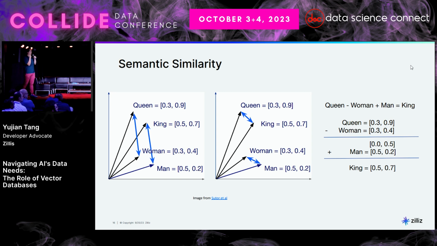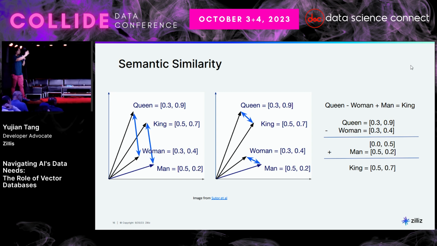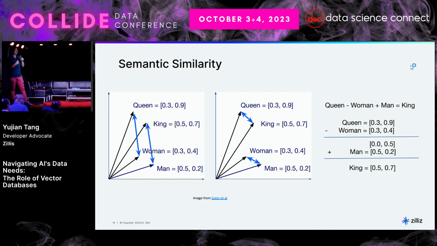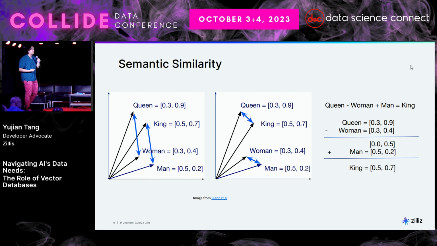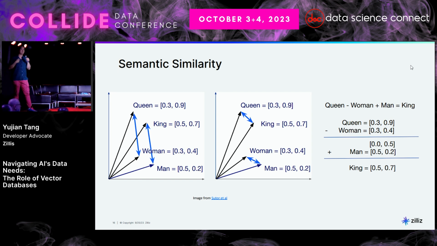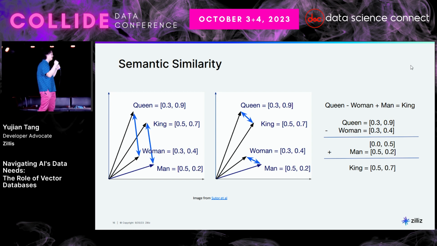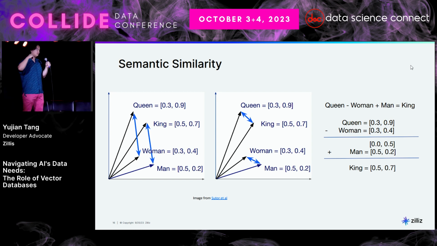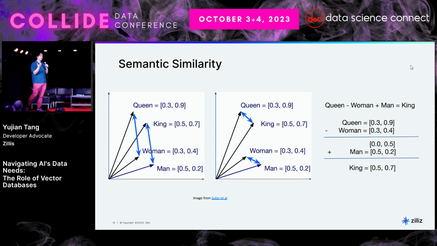What I want to draw your attention to is a few things. First, the first dimension, where you can see that queen and woman and king and man have the same value along the first dimension. This tells us that these words mean the same thing along that dimension. The other thing I want to draw your attention to is that queen and king and woman and man have the same difference along the second dimension, and that means that these words have the same relationship along that dimension.